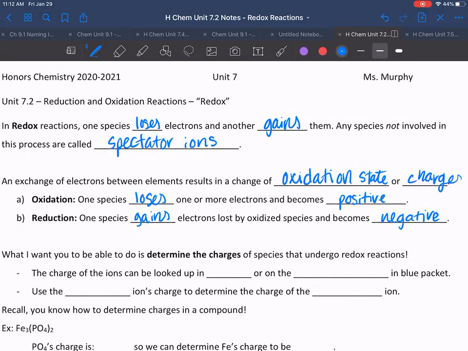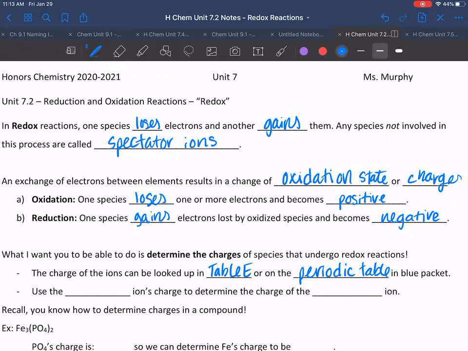What I'm going to ask of you is to determine the charges of species that undergo redox reactions. This isn't necessarily brand new for you. You've been figuring out charges for ionic compounds before. The way we're going to approach redox reactions is that we can look up the ions in table E, which is the polyatomic ions, or you can just look at the periodic table on your blue packet, where the charge is in the upper right corner.